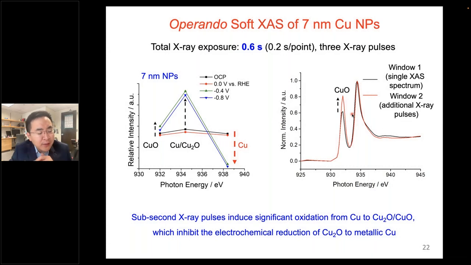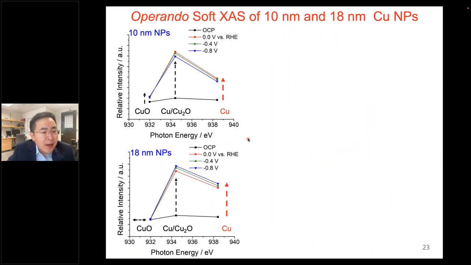So since we have a whole family of nanoparticles, we may have better luck with larger particles. By going to the 10 and 18 nanometer nanoparticles, doing the same experiment and tracking the evolution of the three phases by going to more and more negative bias, we now finally begin to reverse the trend. For the 10 nanometer particles, we see an increased fraction of copper, which suggests that we are reducing some of the cuprous oxide into metallic copper. And at the same time, we also see that there is still a small fraction of cuprous oxide. So now we see the coexistence of beam-induced oxidation and electrochemical reduction.